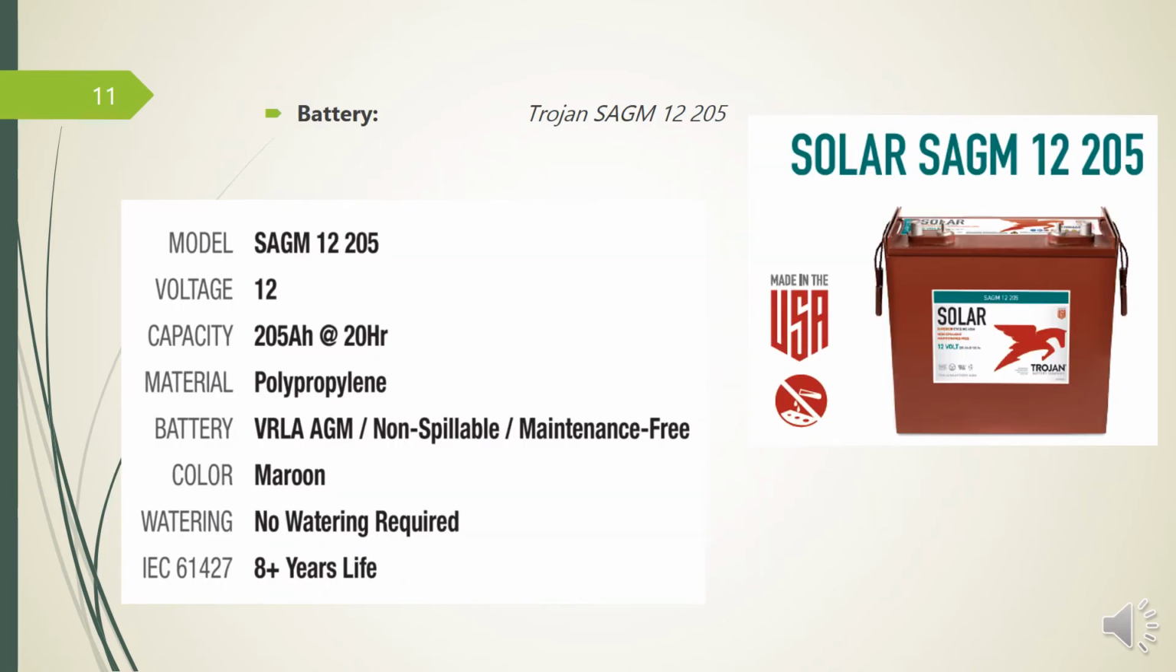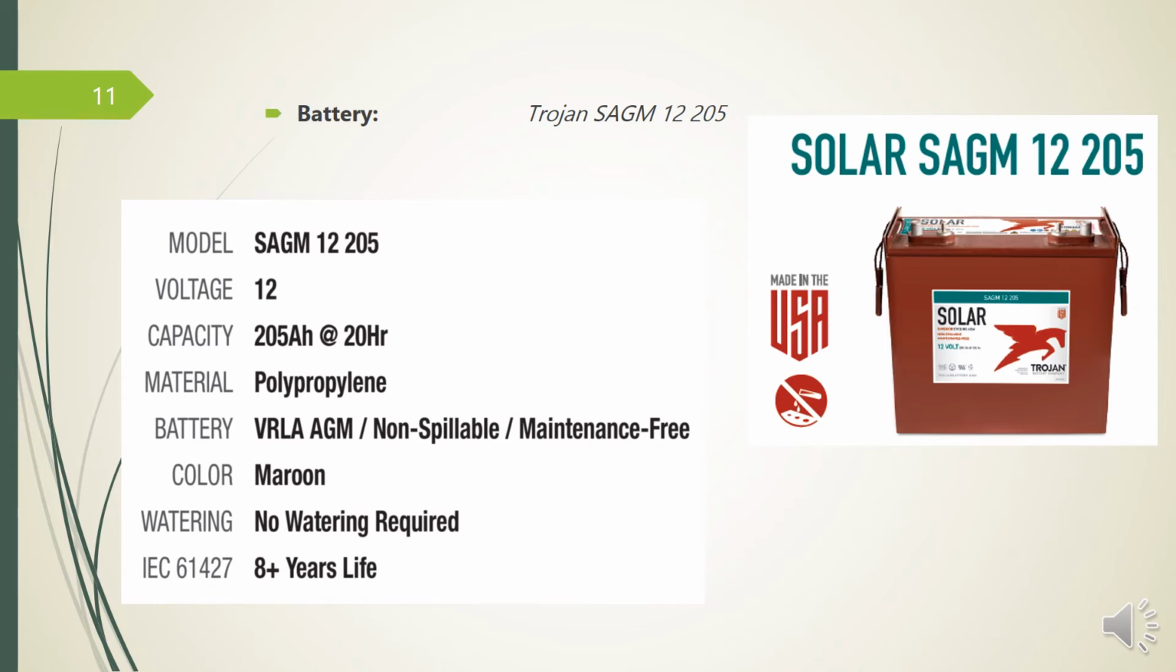To build a 48 volt DC backup energy system, a series of 4 twelve volt batteries is needed. So the Trojan SAGM 12 205 battery could be a good choice. This battery has reasonable capacity and a long lifespan.